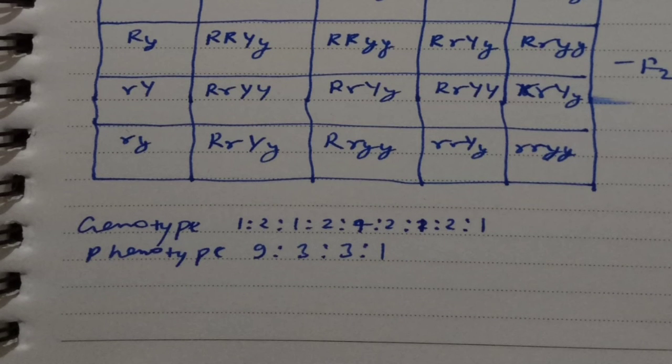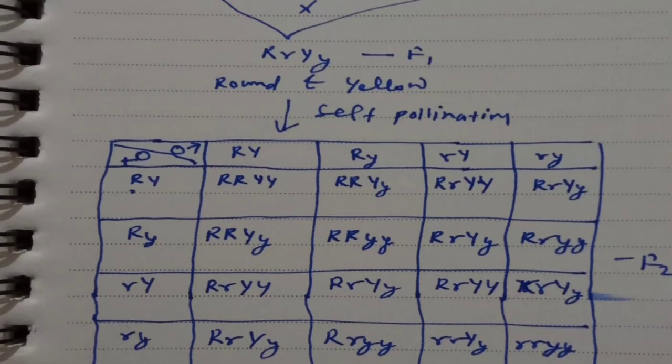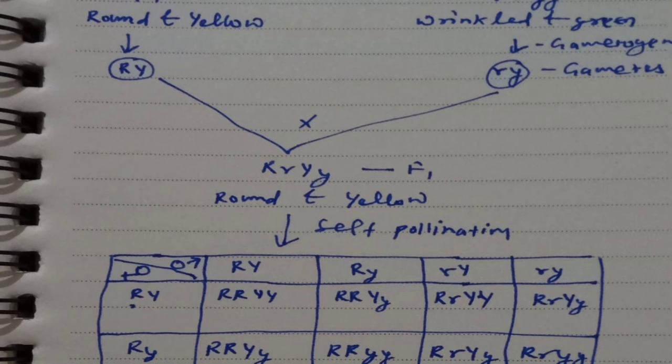The genotype ratio is 1:2:1:2:4:2:1:2:1. We learned about it in the previous binomial equation, and the phenotype ratio is 9:3:3:1. So these are the monohybrid and dihybrid crosses which were done by Mendel.